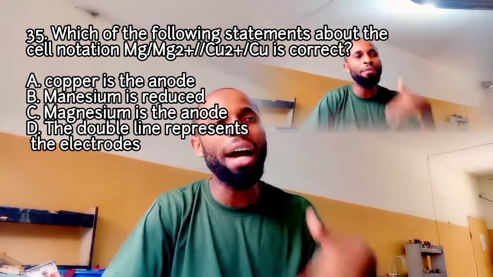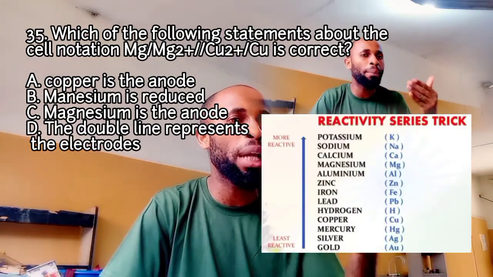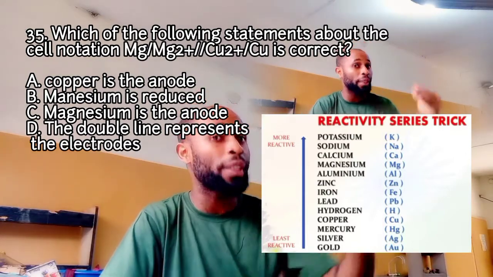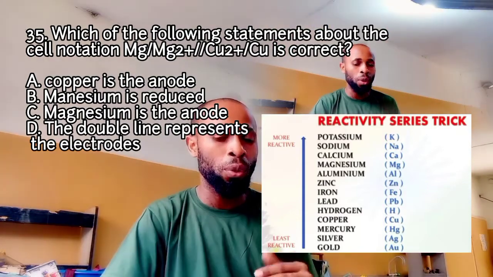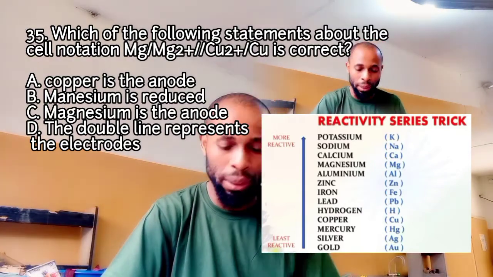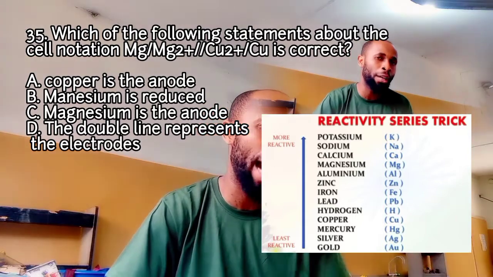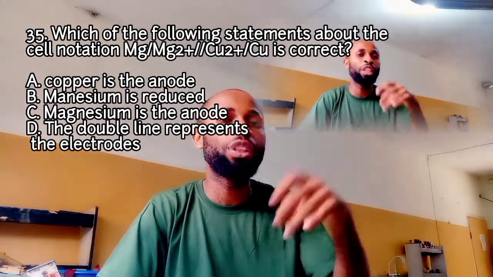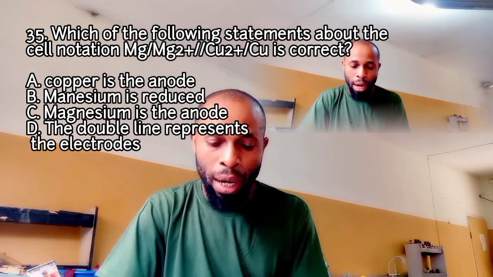This is because we have magnesium called before copper in the electrochemical series. See, I have already called Mg before I call Cu, from the electrochemical series or reactivity series. Magnesium is called first before copper. Therefore, magnesium should serve as the anode, whereas copper should serve as the cathode. And the double line there is what we call the salt bridge. We use it to complete the circuit.